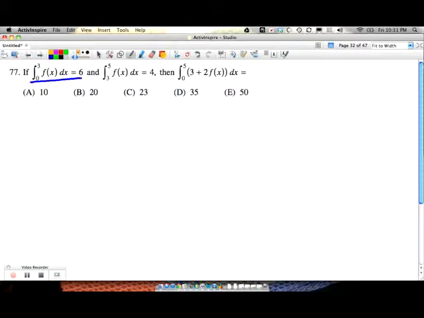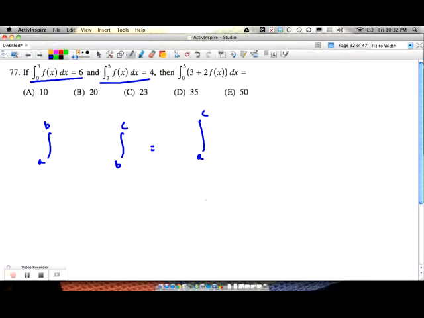Number 77. If this integral equals 6 and this integral equals 4, then what's the integral of 3 plus 2 times f of x? The concept that's really happening here that we're looking at is the integral from a to b plus the integral from b to c is equal to the integral from a to c. Let's see how we can figure that out.